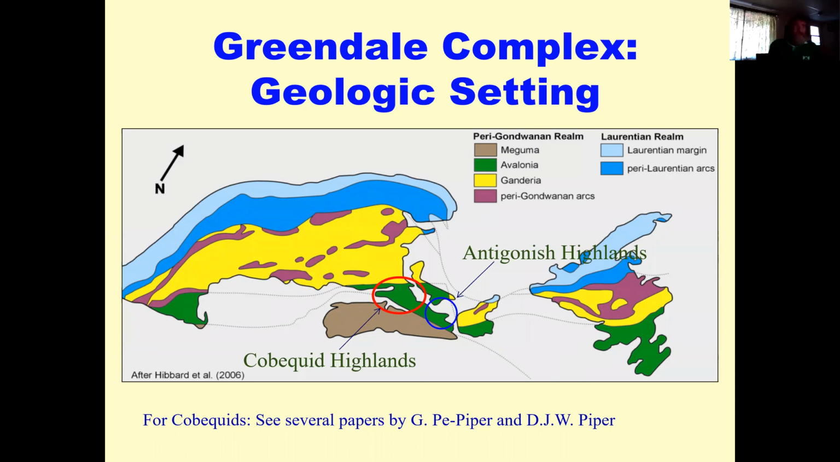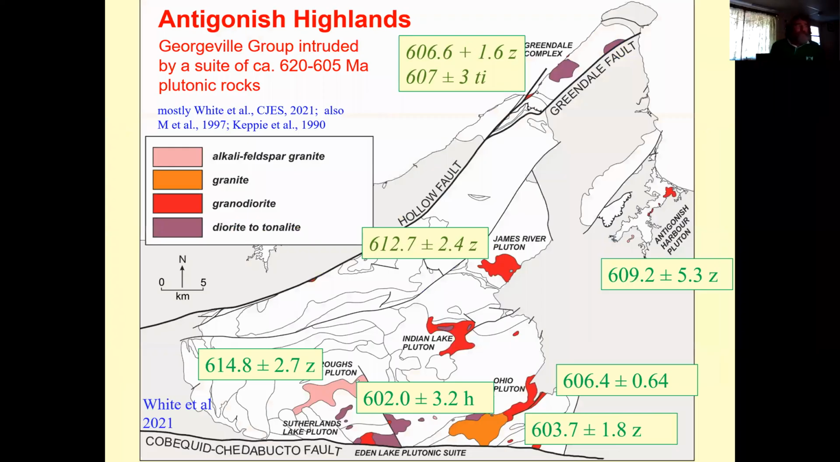So switching to the Antigonish Highlands, like the Scottish Caledonides, thanks to recent dates in White et al., that's coming out in CJES next month or so, we now know that the appinites, the Greendale complex that you see here in this, at least on my screen, purply color, are indeed coeval with some granitoid batholiths within the Antigonish Highlands itself. So that same sort of relationship with the Scottish Caledonides is there.